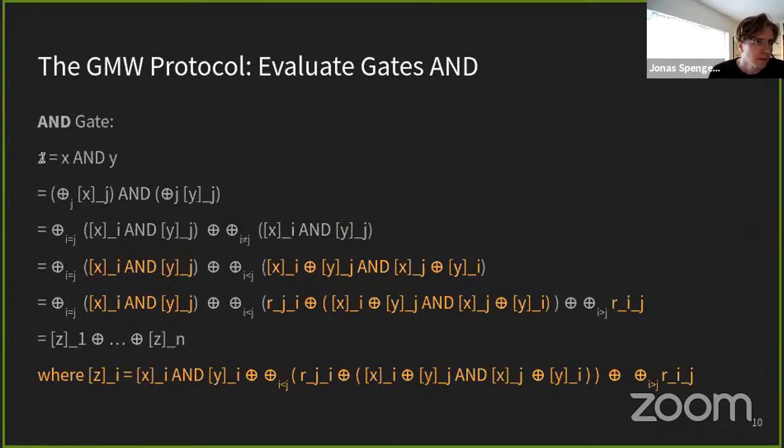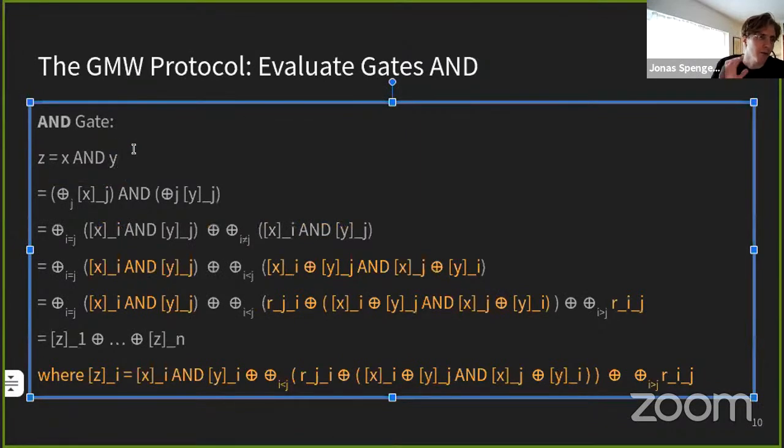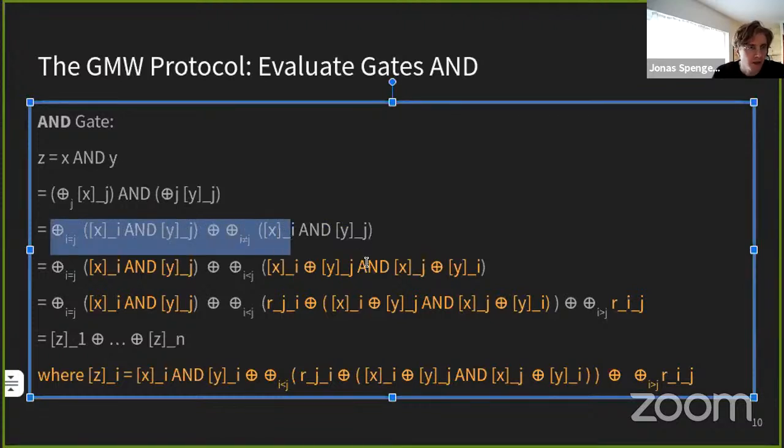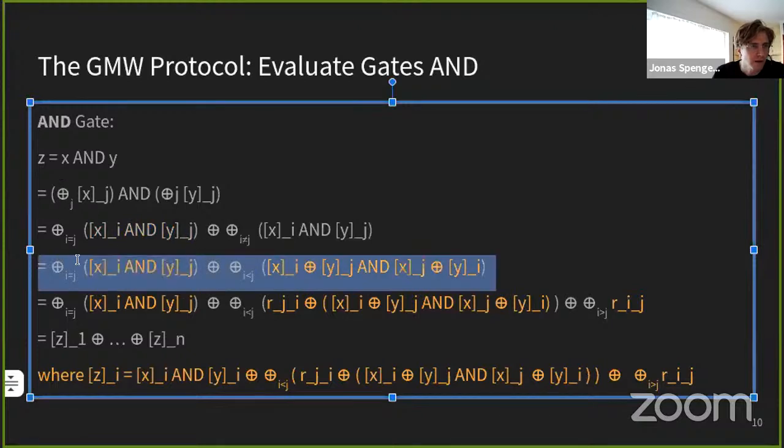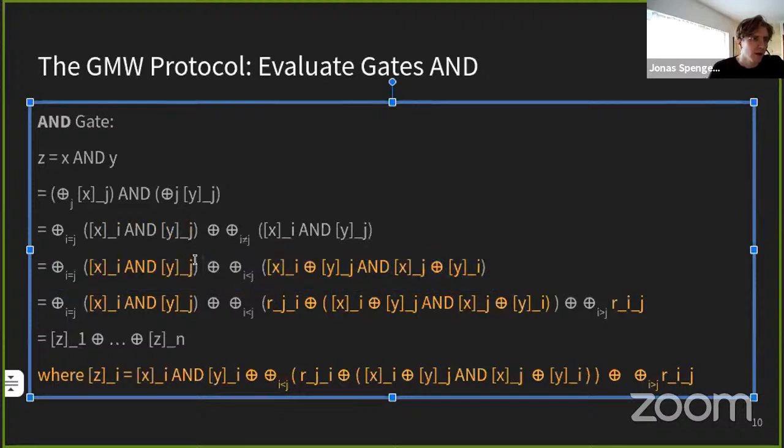Okay. So let me now prepare you for the next 2 slides by showing this. If we want to compute Z as X and Y, and we replace X with the XOR of all its secret shares, and Y with the XOR of all its secret shares, and then we expand the expression a bit, we come here to this 4th line.